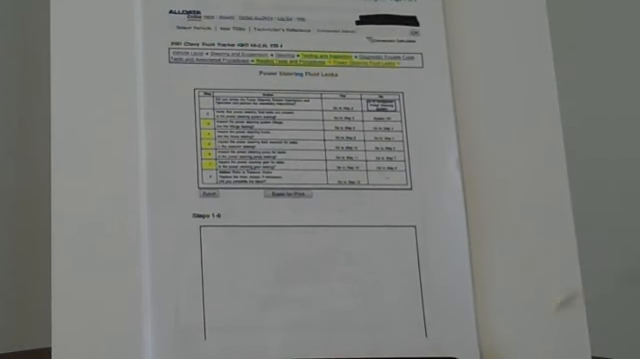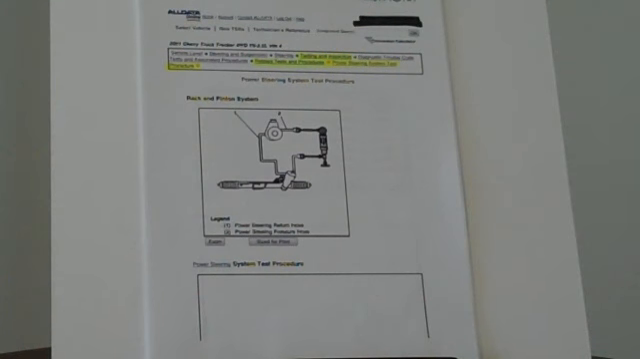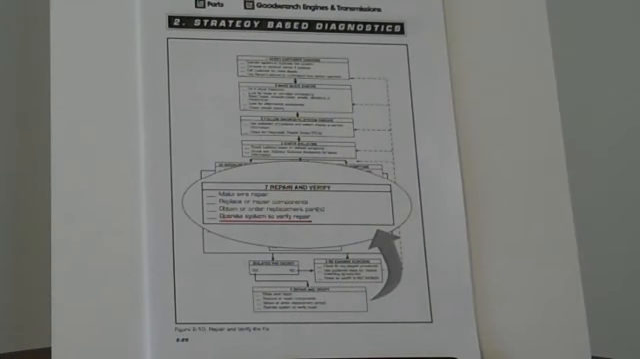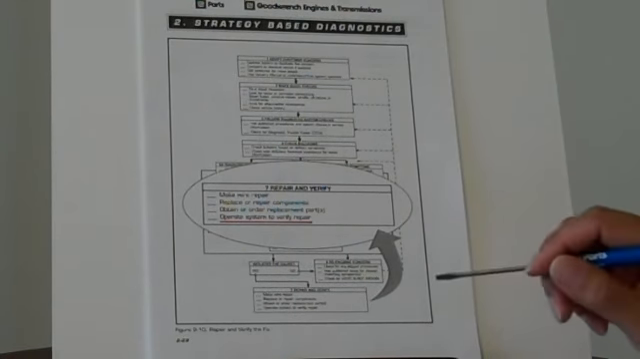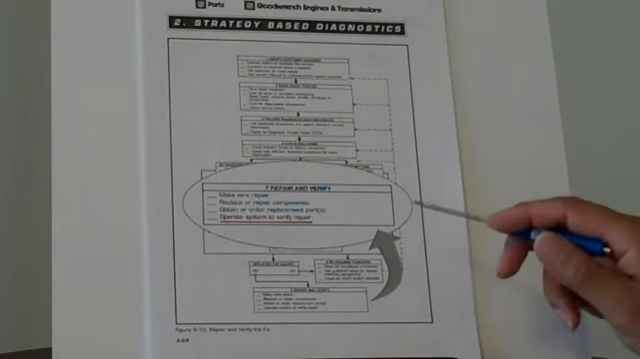The second symptom chart, power steering system test procedure, is used to check for the correct pressures in the system. The final two steps are to repair the problem and verify the repair. Operate system to verify repair.